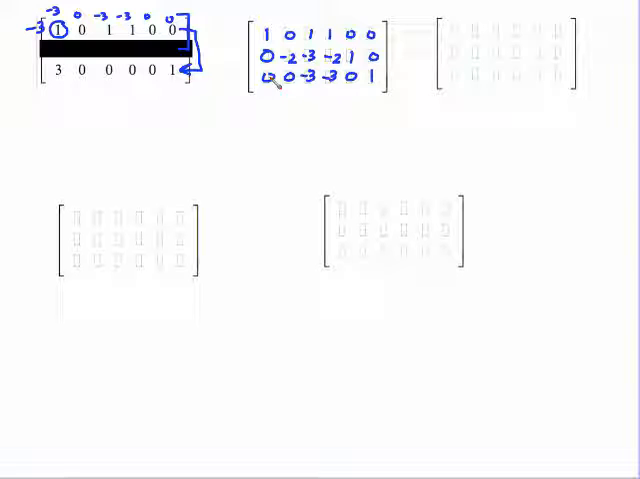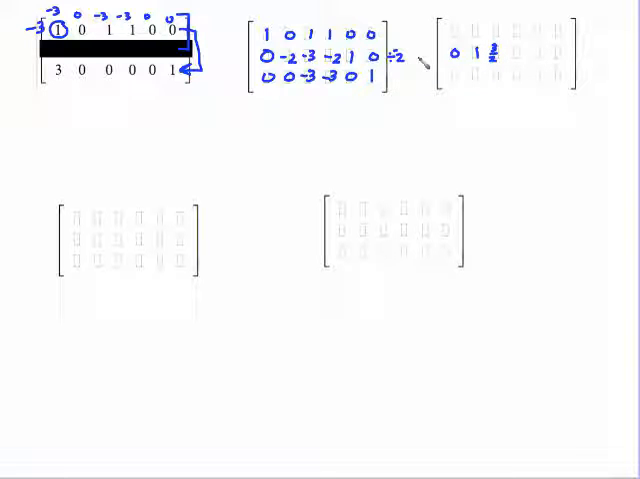The next thing I need is a 1 right here. And the only way I'm going to get a 1 right here is to divide that whole row by negative 2. So 0 divided by negative 2 is 0. Negative 2 divided by negative 2, I said negative 2, I didn't write the negative, there we go. Negative 2 divided by negative 2 is 1. Negative 3 divided by negative 2 is positive 3 halves.